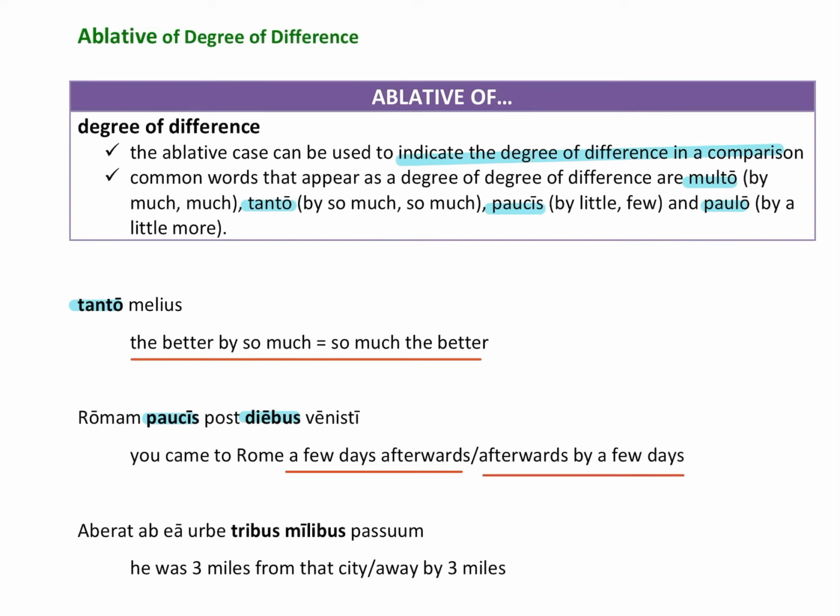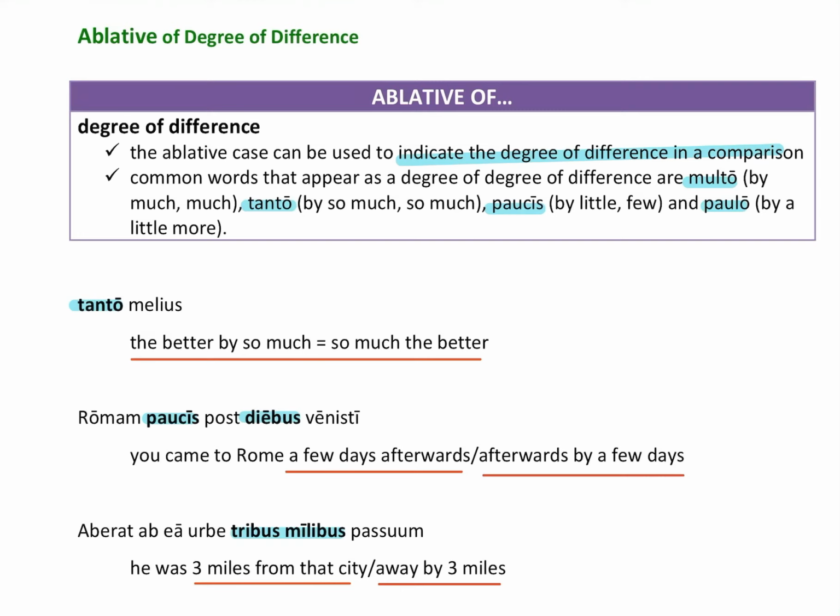So the last one is aberat ab urbe tribus milibus. Here's our ablative. He was 3 miles from that city. Or how far away was he? He was 3 miles from that city. Or you could say he was away by 3 miles from that city. So it's just saying kind of how much was he away compared to the other thing? Compared to the city, how much was he away? Well, he was 3 miles away from the city.